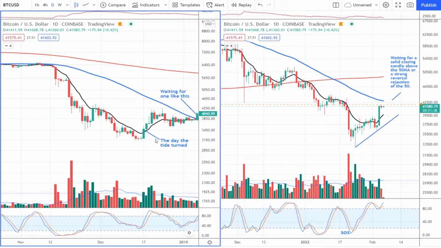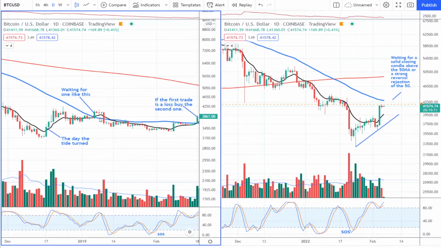The day the tide turned was this day here. Here we've got that first pop after indecision, and a beautiful looking reversal setup. I would have liked a fuller candle, but I didn't get that, and it still carried on and continued its uptrend. We've got a little bit of volume, not excellent, but you can see that it did break and beat the previous day.